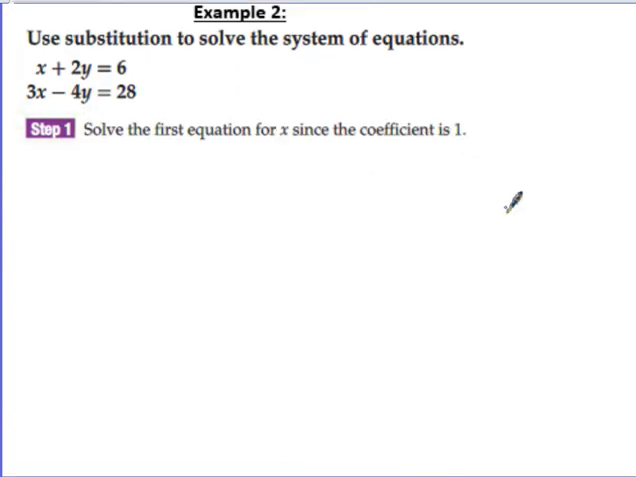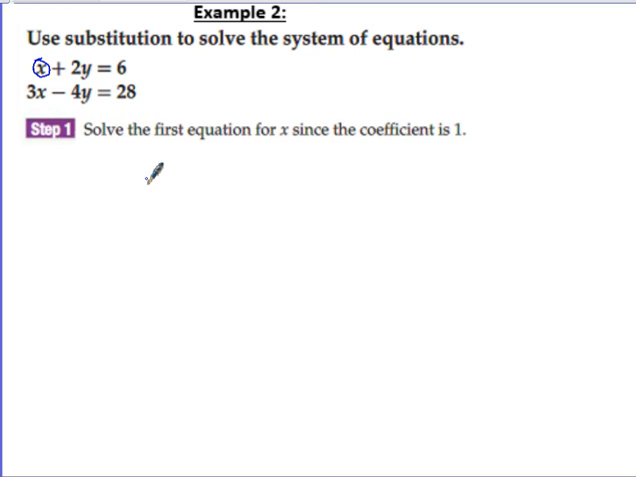Alright, we'll take a look at a second example. So I have x plus 2y equals 6, and then 3x minus 4y equals 28. So this time, neither equation is solved for a variable already, so I have to do it for myself. You can pick any variable in any equation and you will get the same answer. However, it is usually easiest if there is one that already has a coefficient of 1. So either it has a 1 in front of it or it doesn't have a number in front of it at all.